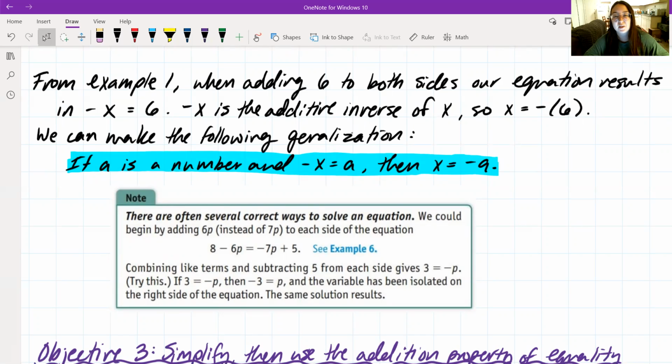And then once you see example 6 in the book. So combining like terms and subtracting 5 from each side gives us 3 is equal to negative p. And if 3 is equal to negative p, then negative 3 is equal to p. And the variable has been isolated on the right-hand side of the equation, and the same solution results. So similarly to what we just had, this is all to say that there are different ways to solve an equation. You don't have to solve it in one exact way, but either way you should get the correct answer as long as you are doing the correct steps.